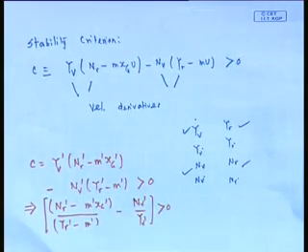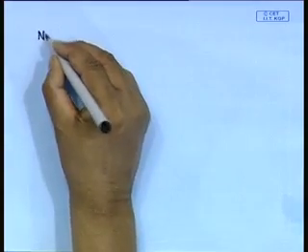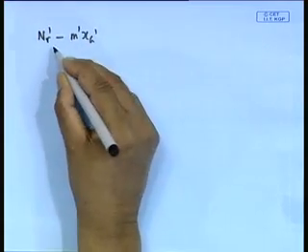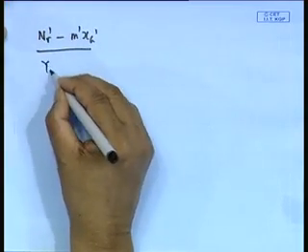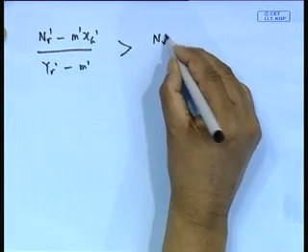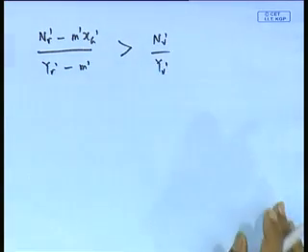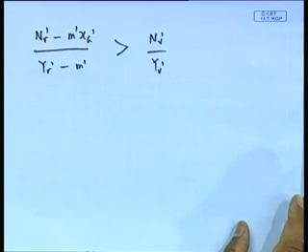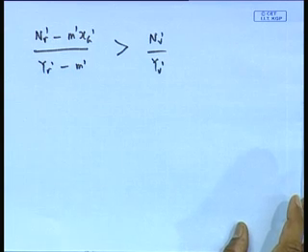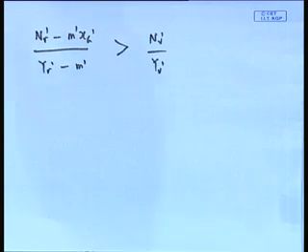Okay. So, this I will repeat on the next page. So, the criteria becomes Nr dash minus m dash xg dash, divided by Yr dash minus m dash, more than Nv dash by Yv dash. This is my criteria.